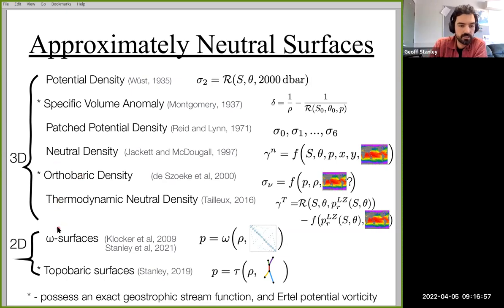What we're going to talk about today are two-dimensional bespoke surfaces, so they only exist at one depth. You can build a whole continuum of them if you want to, but at any time, you're just building one surface at a time. So these two that we'll focus on are omega surfaces, first made by Klocker in 2009, and then we updated them recently. This uses matrix operations and optimization. The other one is topobaric surfaces, which use topology and graph theory in a kind of fun way.